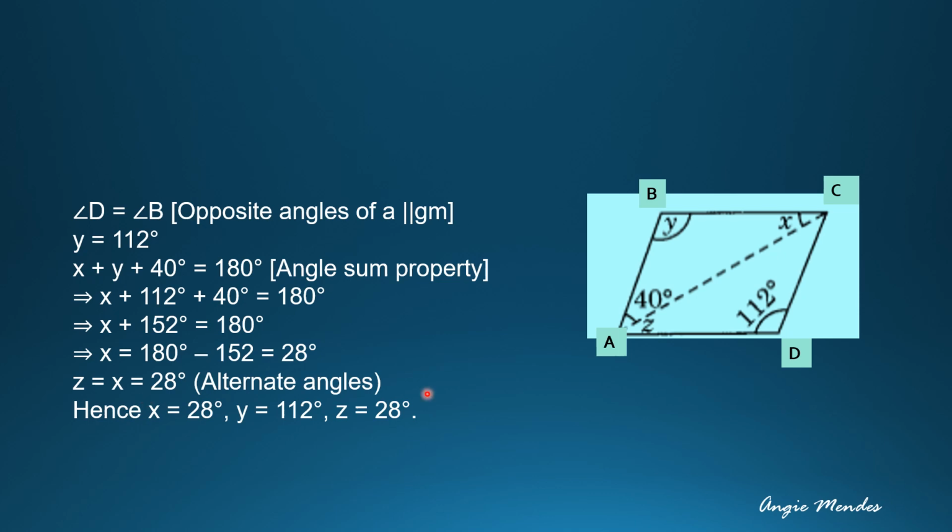Okay, now let's look again here. We have angle Z, which is equal to angle X, because these are alternate angles. So we have the transversal and we have these angles which are the alternate angles lying on the alternate side of the transversal, and we know that the alternate angles are of equal measure. So since we know the value of X, we can say that Z is also equal to 28 degrees. So keep in mind that when there's a diagonal passing through, the diagonal is going to divide the parallelogram into two equal or congruent triangles.